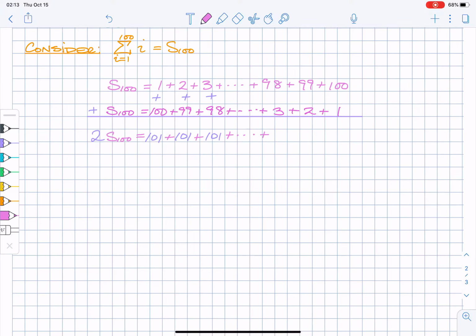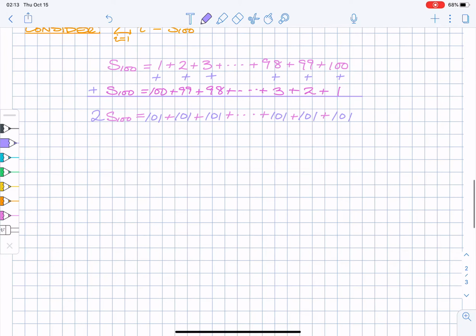Then I'm going to add 98 and 3. When I do that, I get 101. Oops, wrong color. Sorry. 101. Then I'm going to add 99 plus 2, which is also 101. Then finally, I'm going to add 100 plus 1, which is 101.